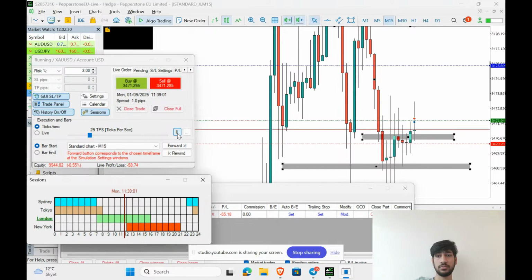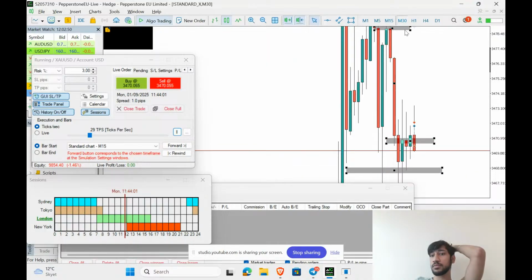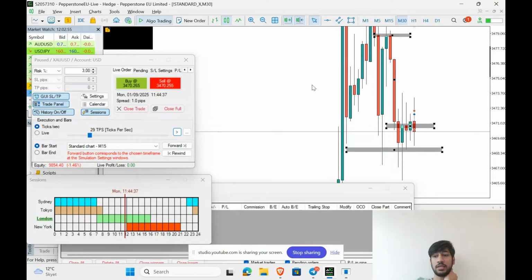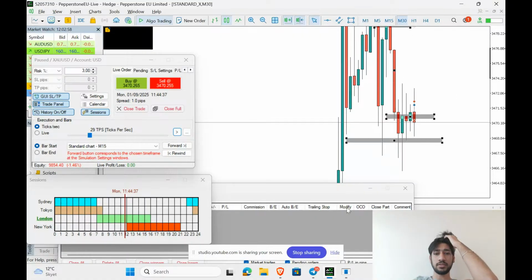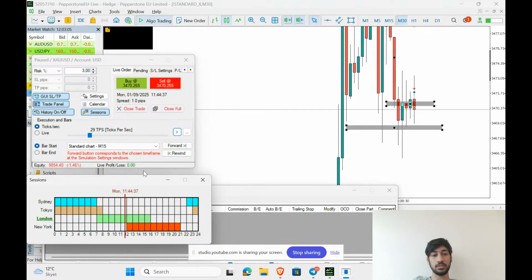39, 40, 42, 43. Yeah, just stopped me out. But still, it was the perfect trade for me because it's just part of the game, brother. Even the perfect trade would give you stop losses just like this.